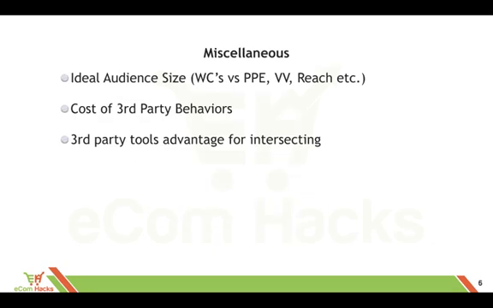A couple miscellaneous things. Ideal audience size. So when you're doing website conversions, you want the audience size to be at least 500,000 people. Anything less, and it's a little bit too targeted, and it's hard to scale, you want it to be between like 500,000 and 5 million people. With PPE, you're going to want it to be at least like 3 million at least, up to 30, 40, 50 million or more. And that's just because you're building up engagement and retargeting people. Same with video views. You want a lot bigger audience.